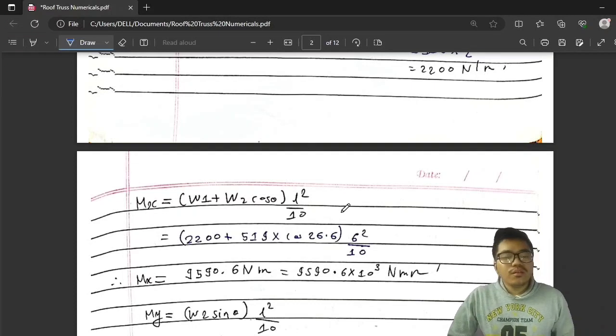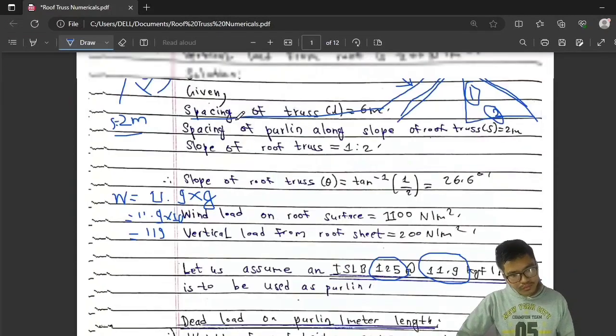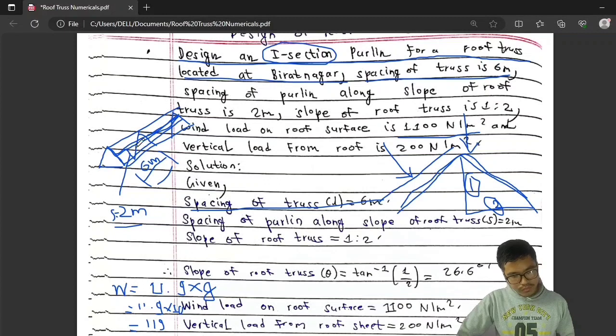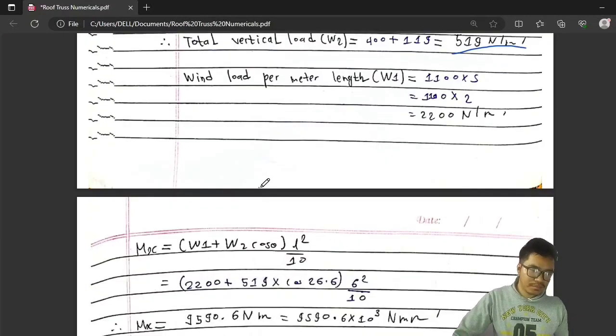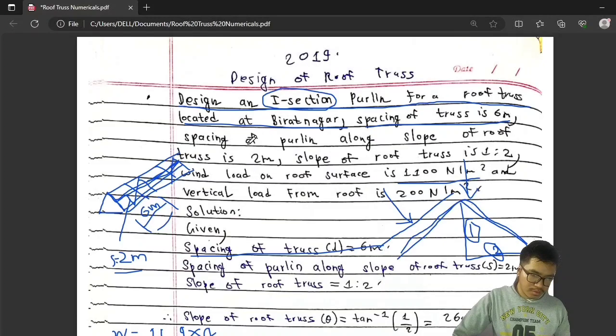So for this purlin, this is the purlin beam and the truss is the support. For this continuous type of beam, the formula is W L square divided by 10. So W is the load on the beam. The I section will be like this.